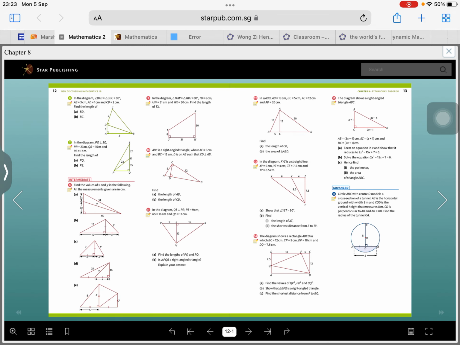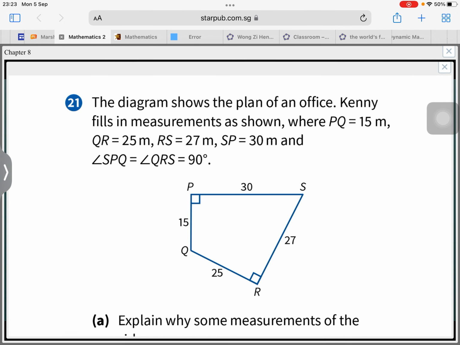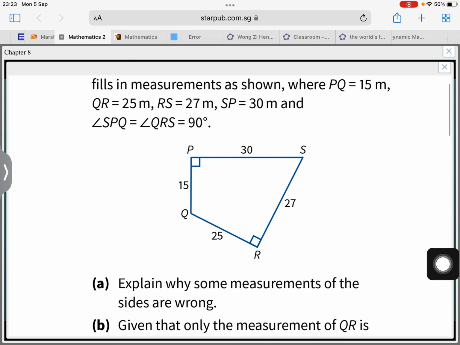Okay, we move to our last question. The last question is not easy. It's an advanced question for a reason. So let's take a look over here. The diagram shows the plan of an office. They fill in the measurements. They say that PQ is 15, QR is 25, RS is 27, SP is 30. This is a right angle, this is a right angle. Your SPQ is a right angle, QRS is a right angle. So explain why some measurements of the sides are wrong.